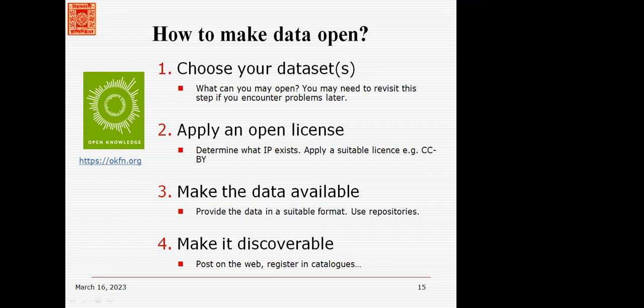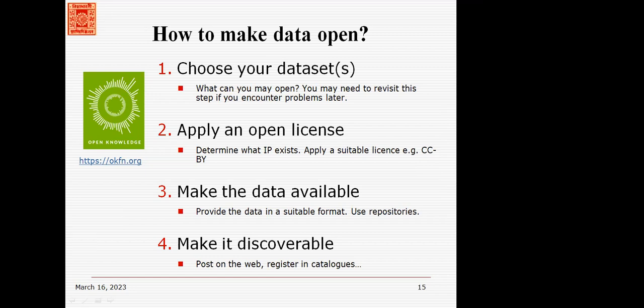First one is we have to select the data set. What data we want to open, want to share with others, that data we have to select first. Then we have to apply an open license. There are mainly six types of license, I will discuss them later on. One of the six licenses we have to apply here. That is what type of permission I am giving to the user to access and use our data. So we have to apply a suitable license.